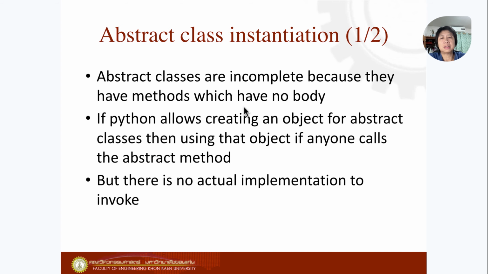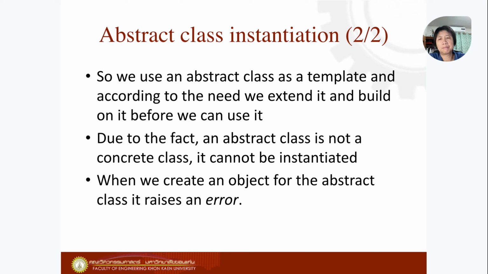So abstract classes are incomplete because they may have methods that have no body, which means abstract methods. If Python allowed creating an object for an abstract class, then using that object, anyone could call the abstract method, but there is no actual implementation to invoke. So we use an abstract class as a template, and according to the need, we extend it and build on it before we can use it.